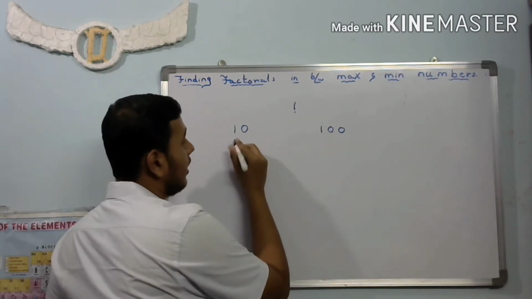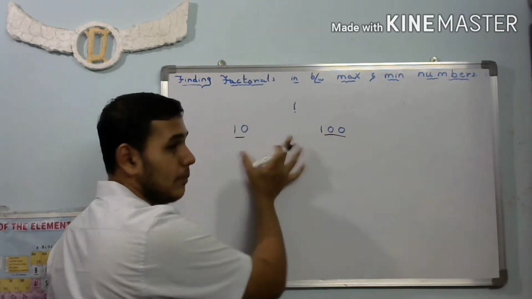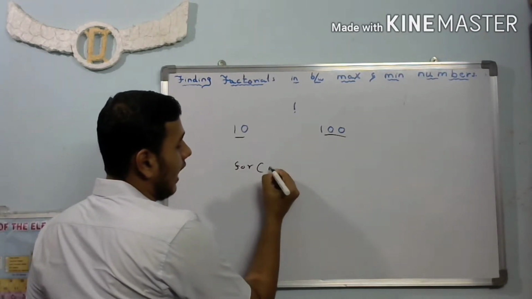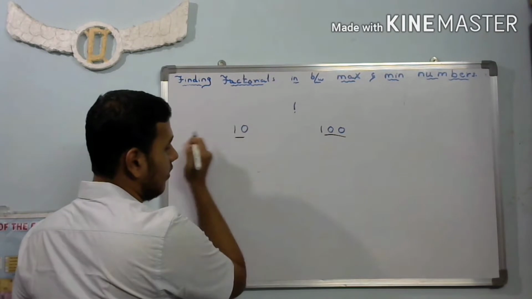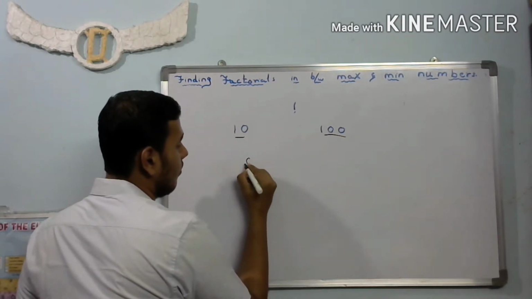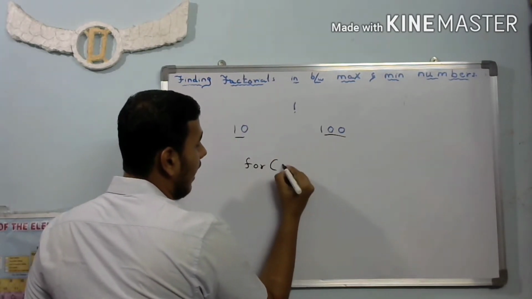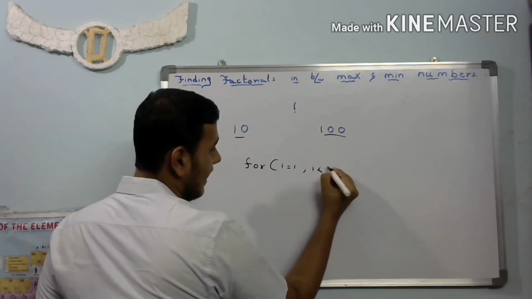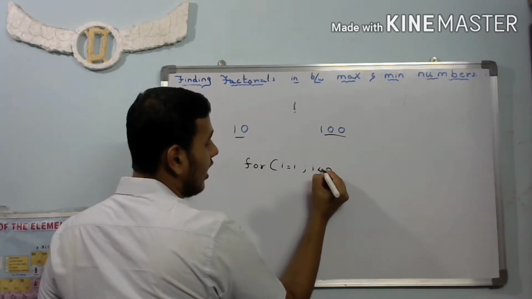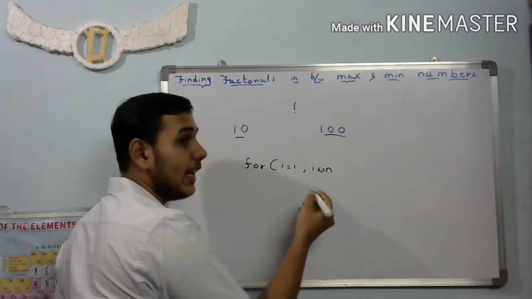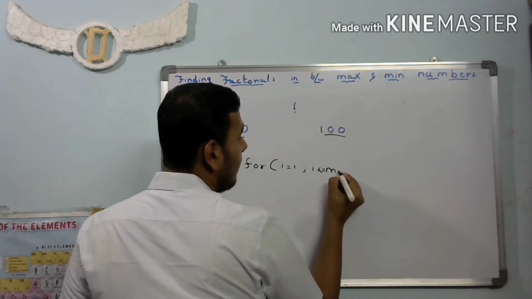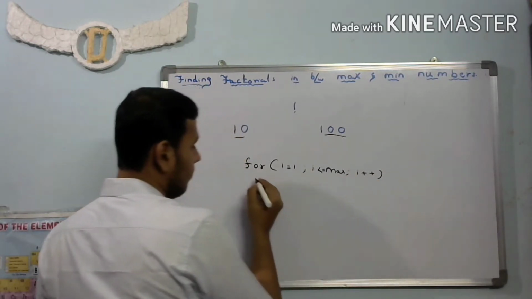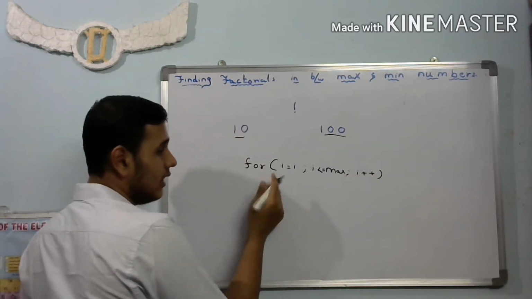So first of all, I have taken 10 and 100 as the boundaries. Now I am going to write the program for i = 1; i <= max; i++. Here I am taking max as the maximum.